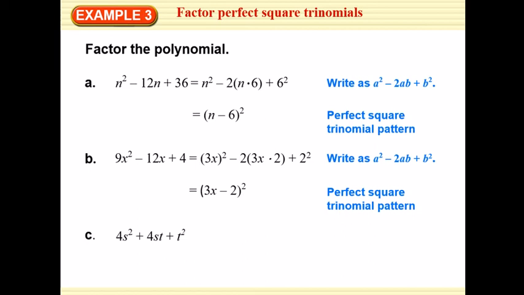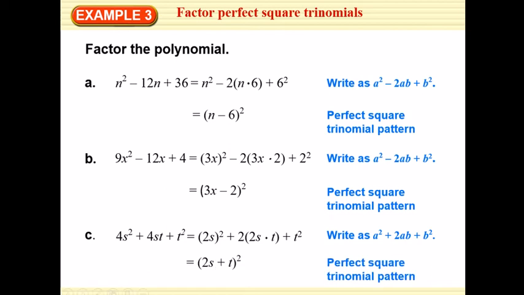Alright, and one more example for you. 4s squared plus 4st plus t squared. The 4s squared is a perfect square, the t squared is a perfect square, and then if I take the square root of those, and then multiply them together and double it, I should get this middle term. So I'm going to rewrite it in my perfect square trinomial pattern, and that's going to allow me to go ahead and factor it.